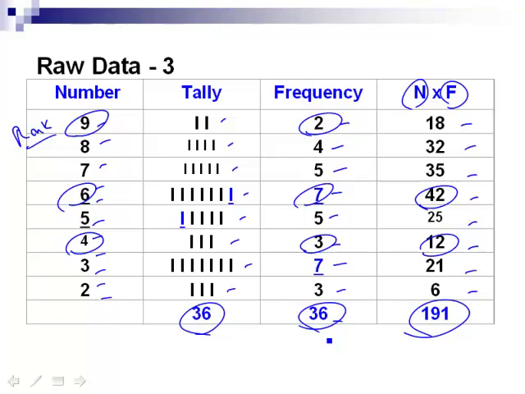Now, let's take a look at this data. Do you notice that I basically have a mode here of 6 and 3? 6 and 3 actually turn out to be the mode because they happen the most, which is 7. All right. Now to find the mean, I would take the 191 and divide by 36.